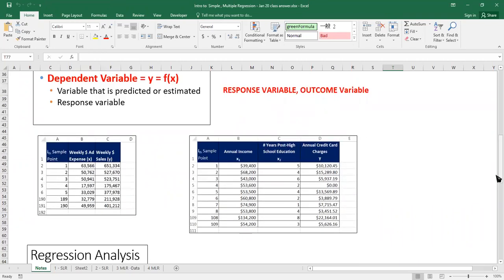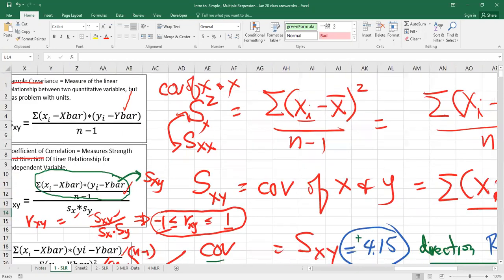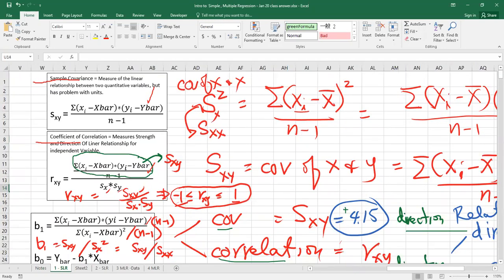And there are several ways to look at the relationship between two variables. One is by using the covariance and the correlation. Okay, we did that last time. We said that we can determine the covariance and correlation between two variables.